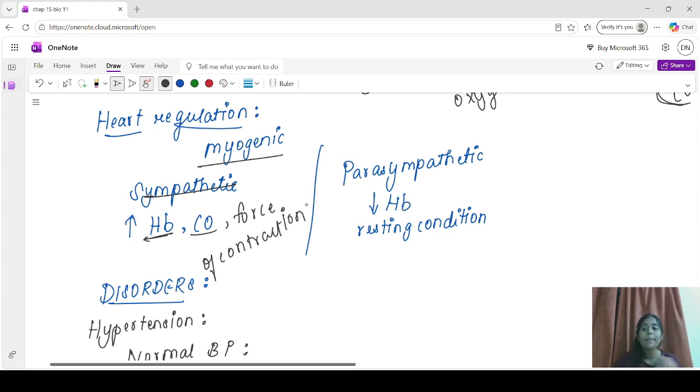And now comes the parasympathetic stimulation. What happens during the parasympathetic stimulation? There will be a decrease in heartbeat, and it slows the cardiac activity and also maintains the resting condition. Okay, and this parasympathetic activity is mainly controlled by the vagus nerve.